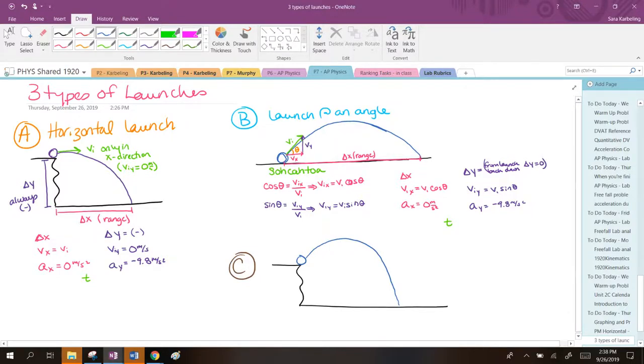Same stuff. Here's my initial velocity, and I have to break it into an x and y piece. I'm going to use the same setup. It's all the same thing. It's just that unlike letter A, where V_iy was 0, and unlike letter B, where delta y is 0, we have numbers for everything.